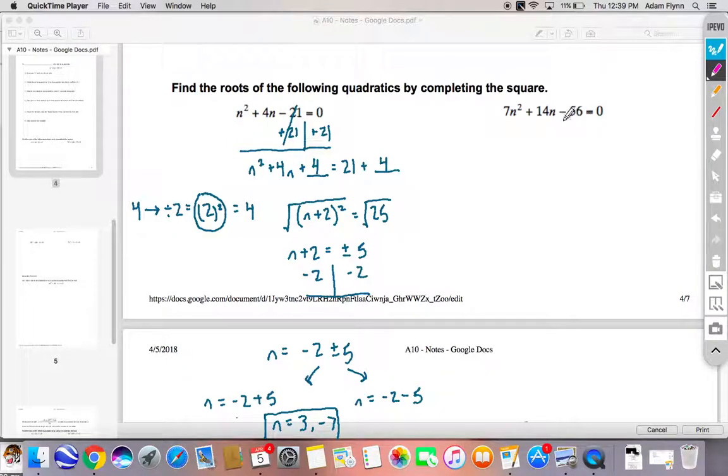Now for the second example, we will add 56 to both sides. Those cancel, so we're left with 7n squared plus 14n equals 56. So now notice that our a term is something other than 1, and we need it to be 1, so we'll divide everything by 7.